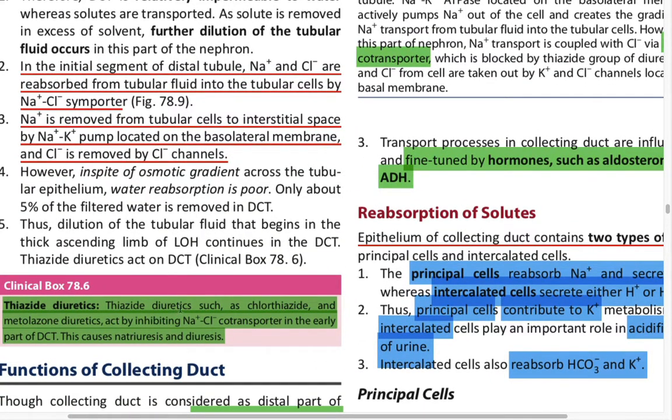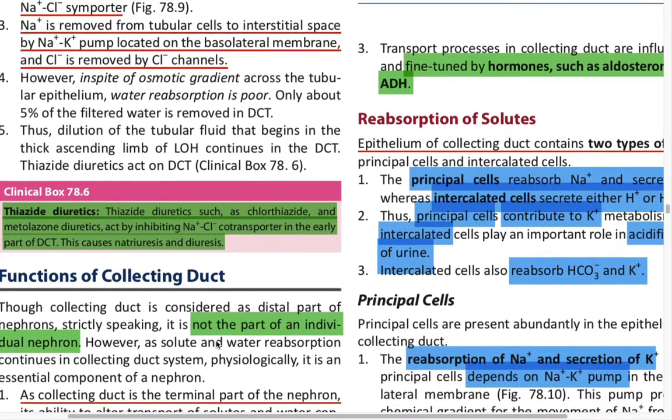Thiazide diuretics such as chlorothiazide and metolazone act by inhibiting the Na+ Cl- co-transporter in the early part of the DCT. This causes natriuresis and diuresis.